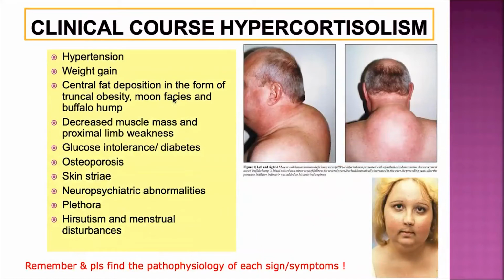What is this? You know that this is a buffalo hump. So this is the moon face. And then the skin striae, the hirsutism. The most common presentation is hypertension, weight gain, central fat deposition in the form of truncal obesity, moon face, and buffalo hump, decreased muscle mass, and proximal limb weakness. All this you need to know, and please find the pathophysiology of each sign and symptom.